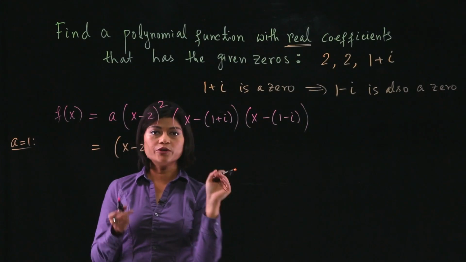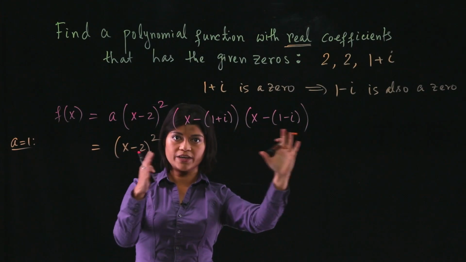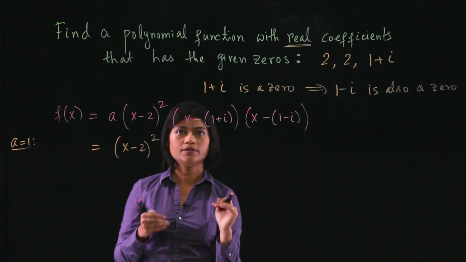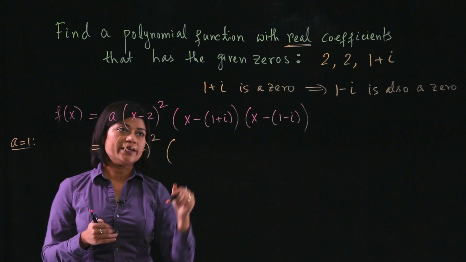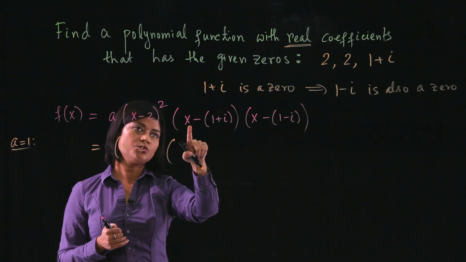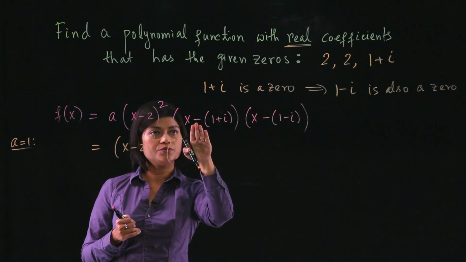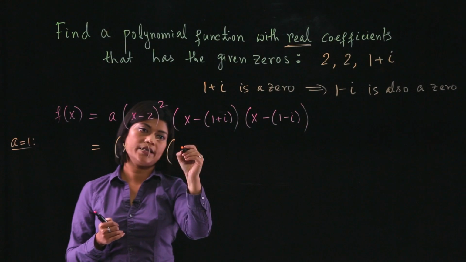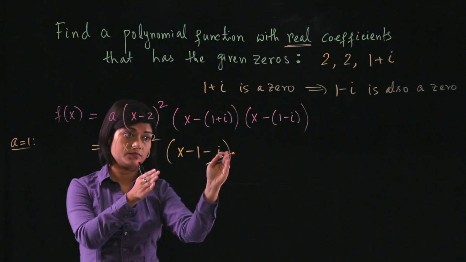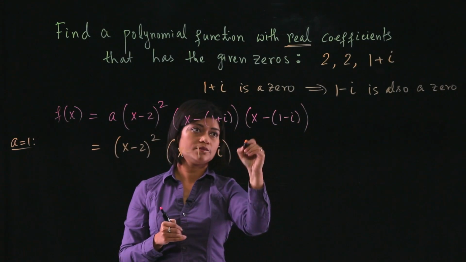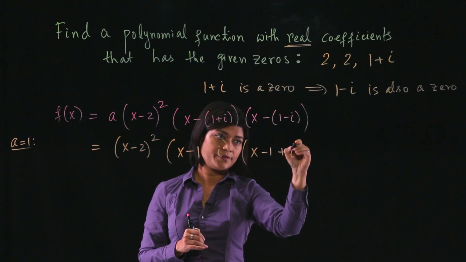And then for these two factors, I'm going to rewrite them so that when I expand, when I FOIL, it'll be easy. Notice we have x minus (1 plus i). So I'm going to distribute the negative sign and I get x minus 1 minus i for the first factor. And the second one, I'm going to do the same thing, so it will be x minus 1 plus i.